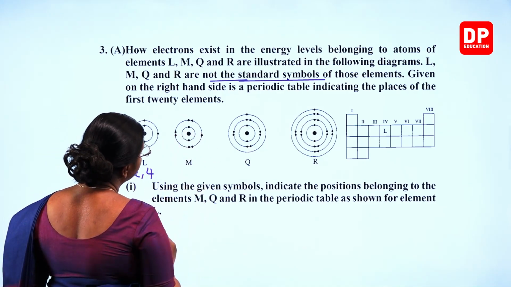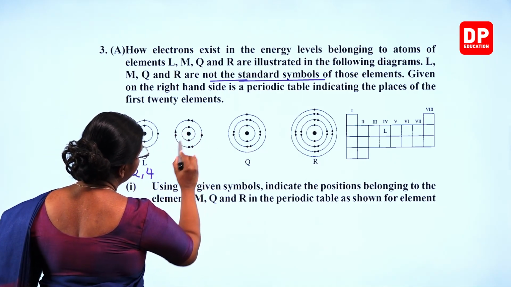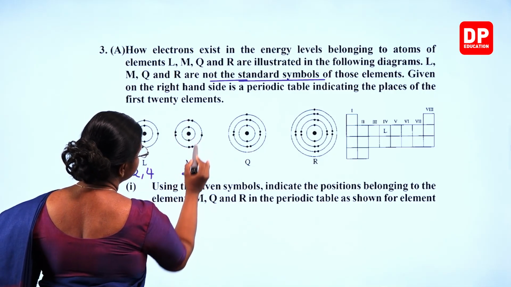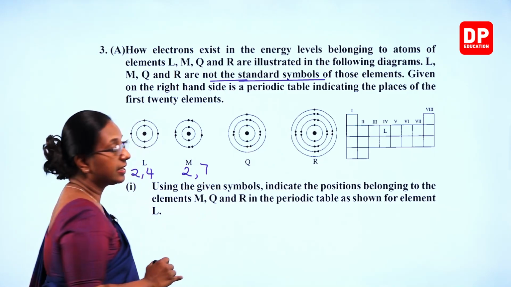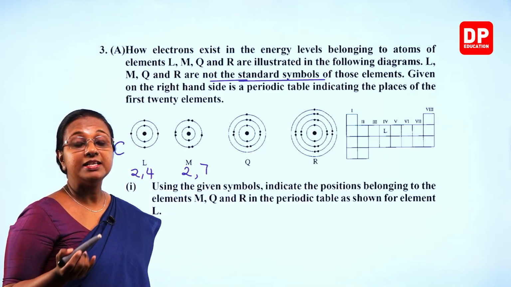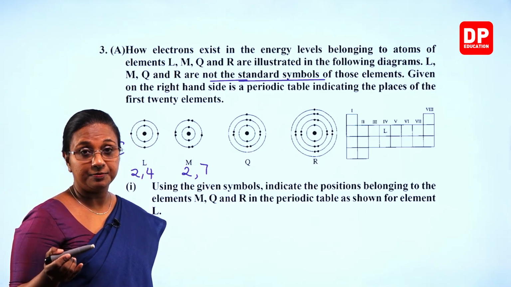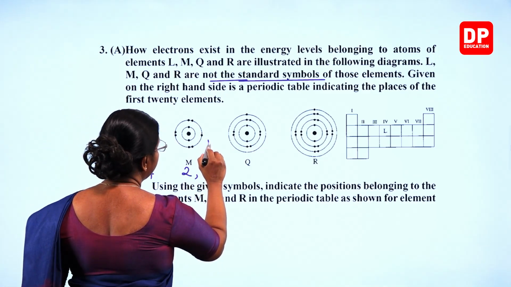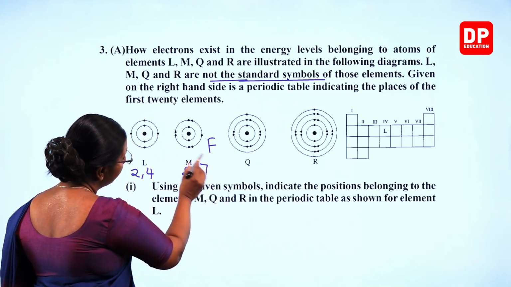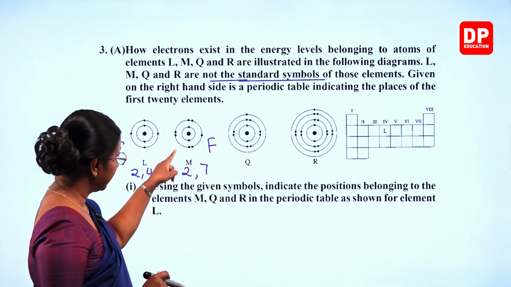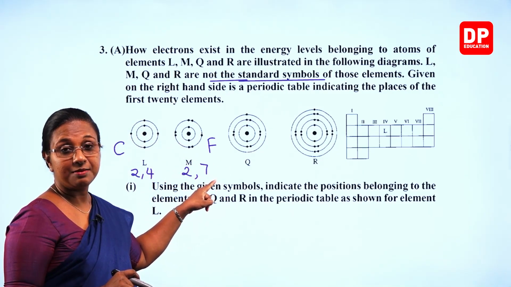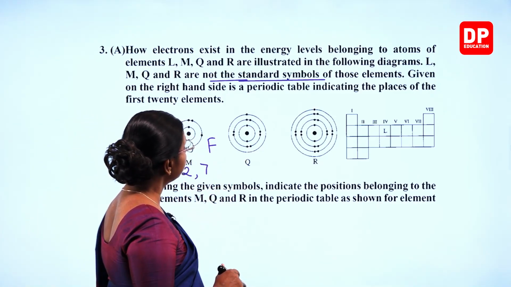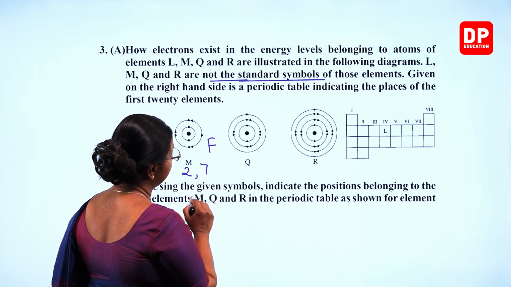Then if you take M, can you see? There are 2 electrons in the first energy level, then 7 electrons in the second energy level. What is that? Atomic number 9. If you can remember, it is fluorine. So, you can identify that also. No need to answer them using the real symbols or the standard symbols, but just for you all to get an idea.